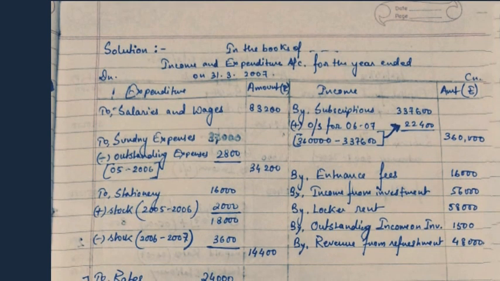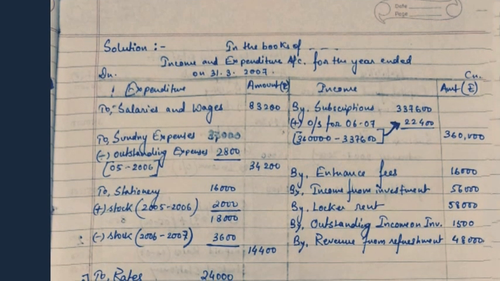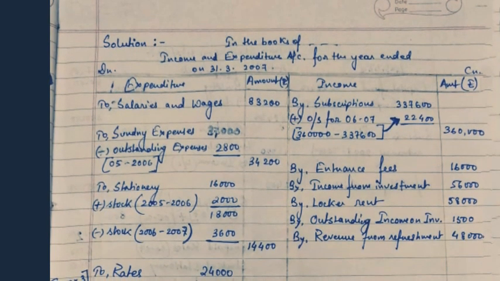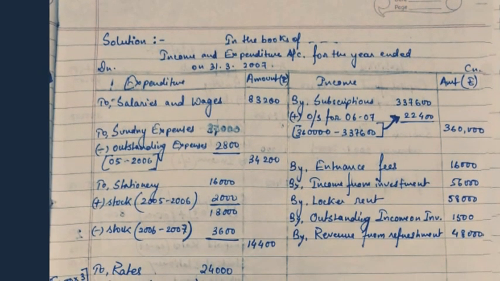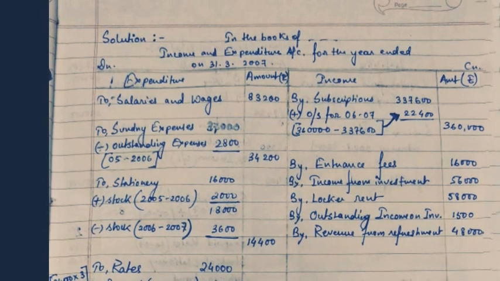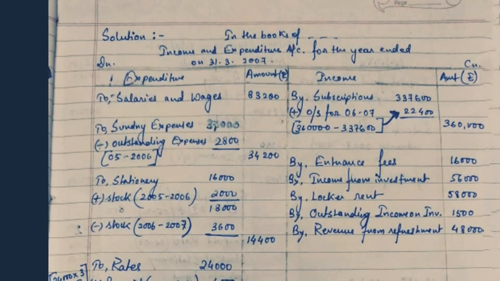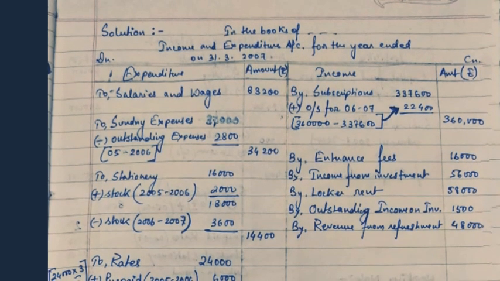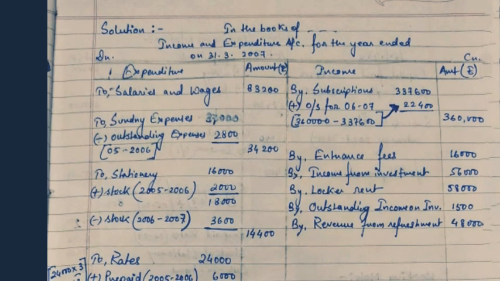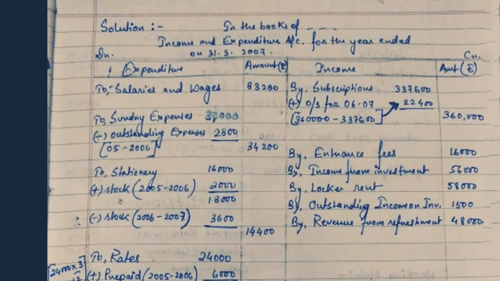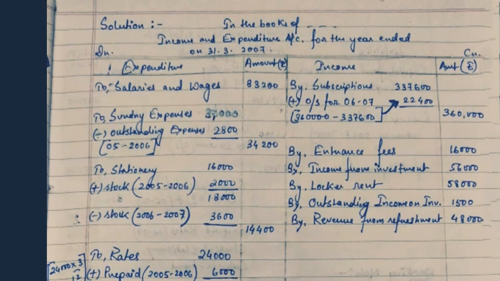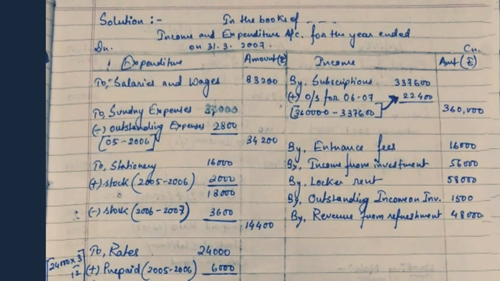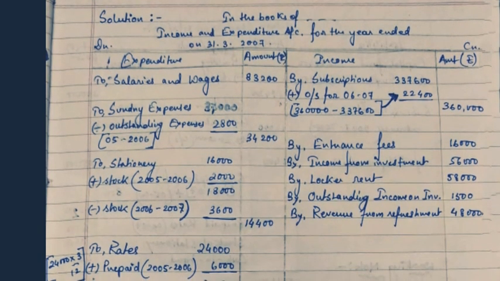For preparation of the income and expenditure account, first of all we will maintain the format. At the top of the ledger account we will write in the books of and the name of the club. Here we have not written the name of the club. Then we will write income and expenditure account for the year ended and put the date, that is 31st March 2007. We will put debit on the debit side and credit on the credit side, and finally we will record the transaction. Starting with expenditure, at first we will record salary and wages, and the amount as given as per the question is 83,200. Next we have sundry expenses.